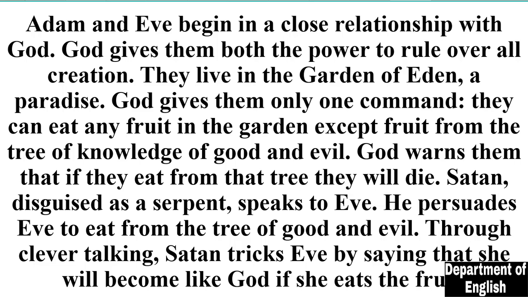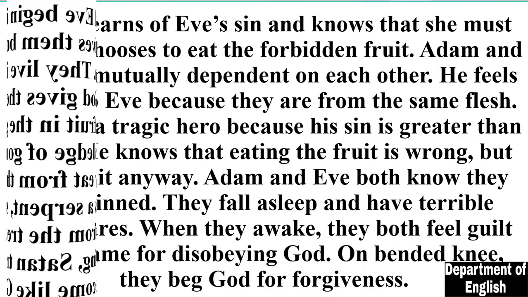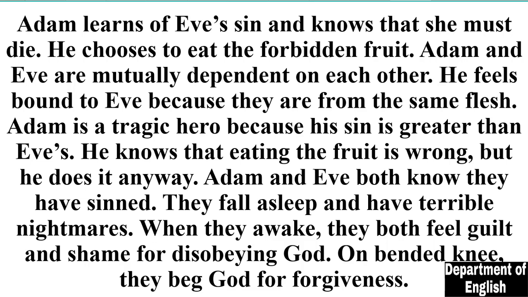Satan, disguised as a serpent, speaks to Eve. He persuades Eve to eat from the tree of good and evil. Through clever talking, Satan tricks Eve by saying that she will become like God if she eats the fruit. Adam learns of Eve's sin and knows that she must die. He chooses to eat the forbidden fruit.